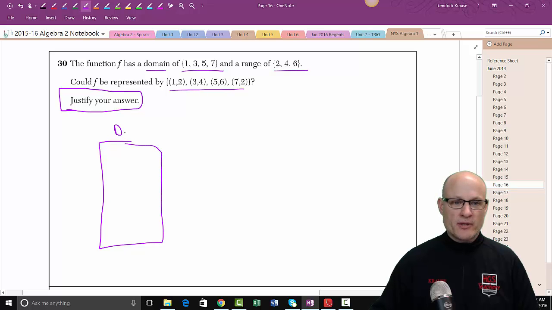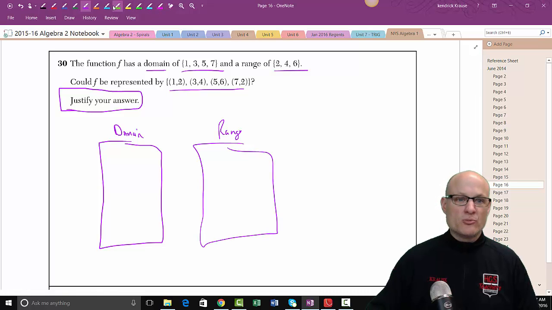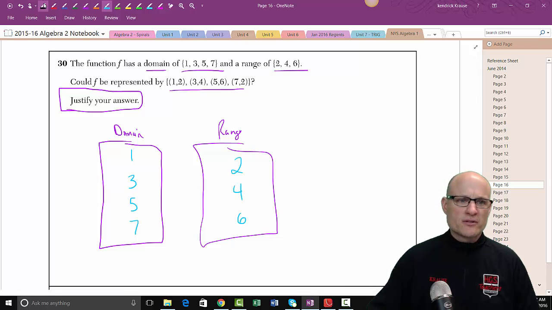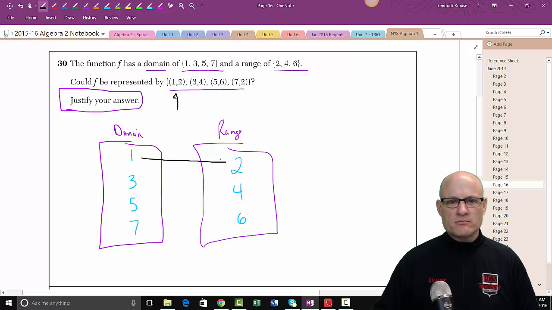Do you remember mapping function, domain? Might as well show some kind of work. Range. Let me take my cool blue pen out. And 1, 3, 5, 7, 2, 4, 6. And 1, 2 means 1 maps to 2. 3, 4 means 3 maps to 4. 5, 6 means 5 maps to 6. And 7, 2 means 7 maps to 2. So the answer is yes.